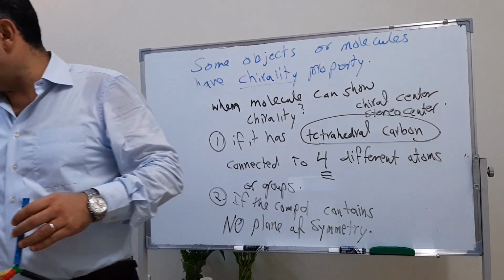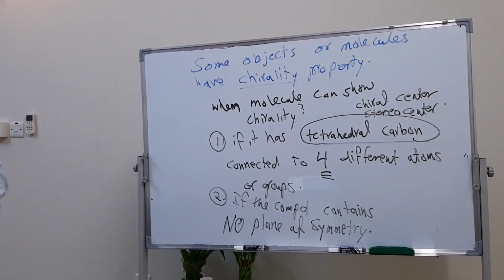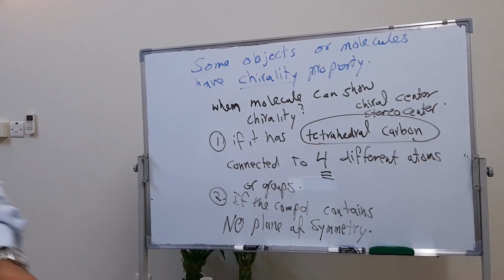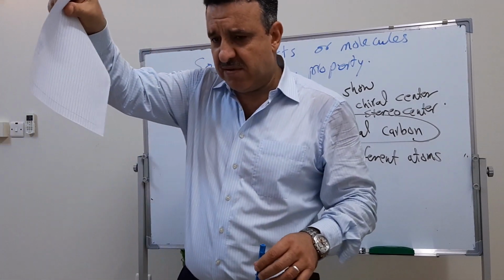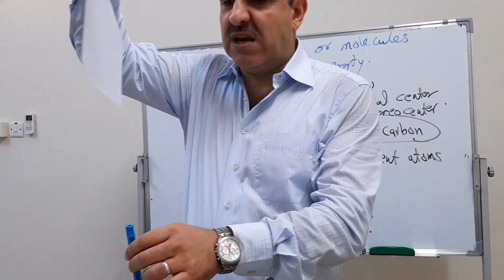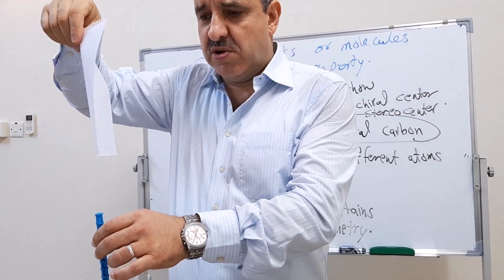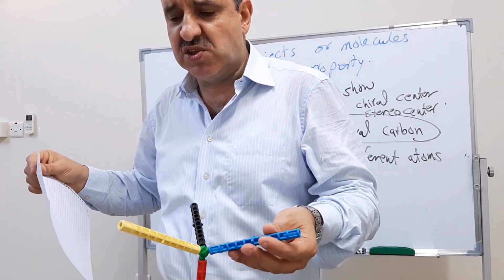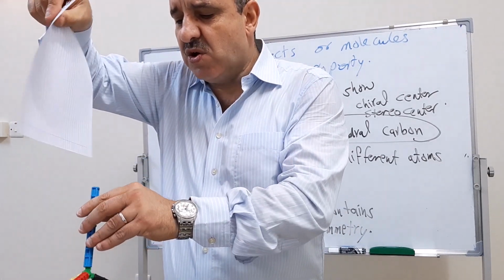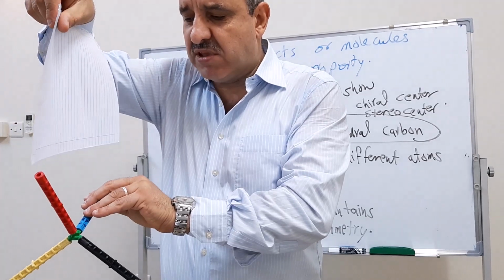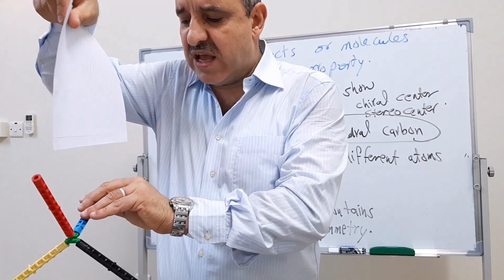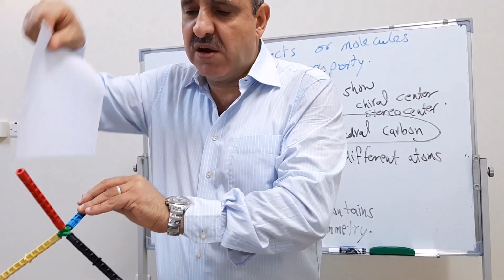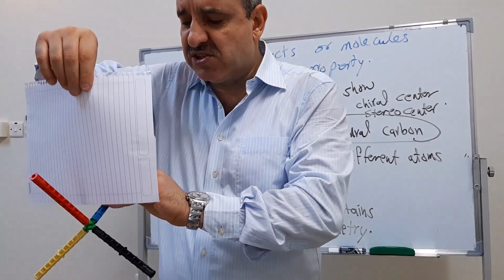And a plane of symmetry is like an imaginary plane. For example, if you imagine this is a plane of symmetry, it is an imaginary plane that can pass through any molecule and divide it into two halves. Here you can see there is no way to allow this to pass through the red and the blue and make two halves, because the yellow here will be different than the black. This applies to anything else.